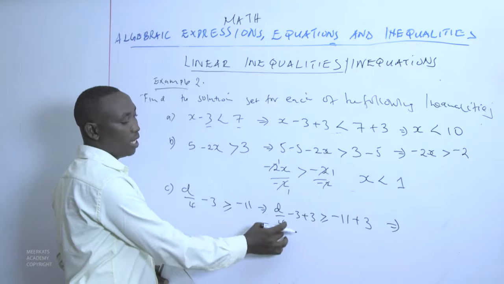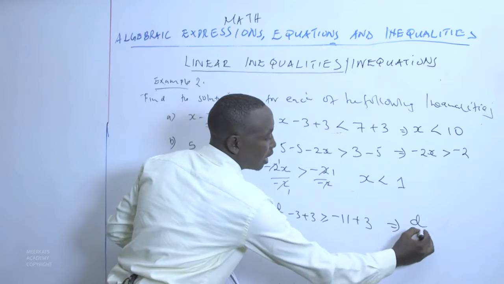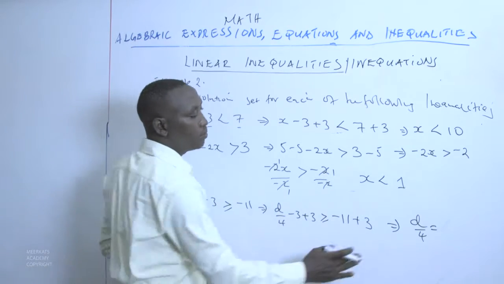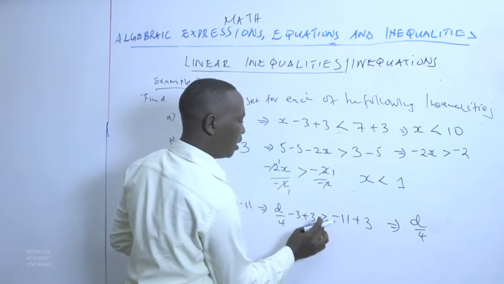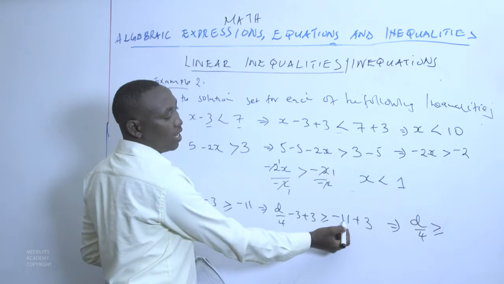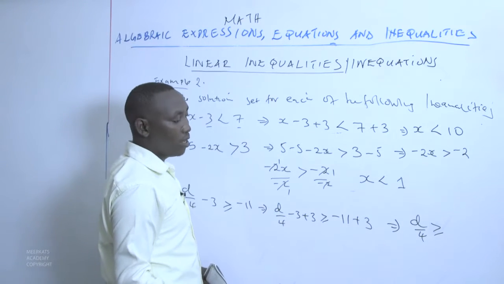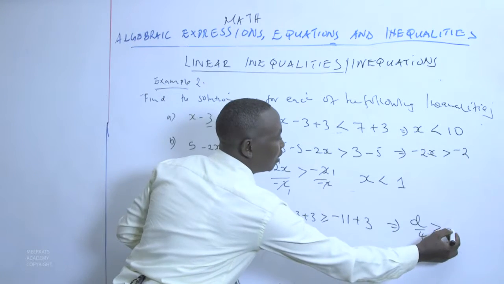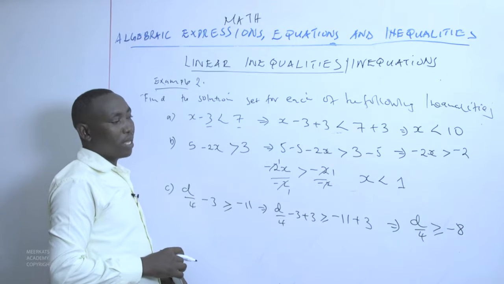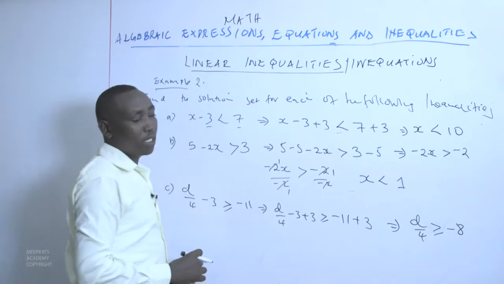Now when you take negative 3 plus 3, you will get 0. So we'll remain with d over 4 on the left hand side is greater than or equal to negative 11 plus 3, which will give us negative 8. Here you have not reached your conclusion.